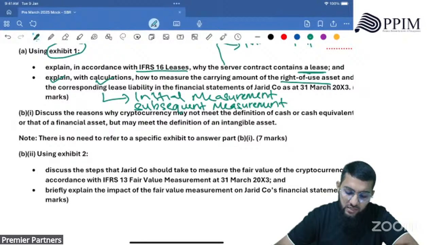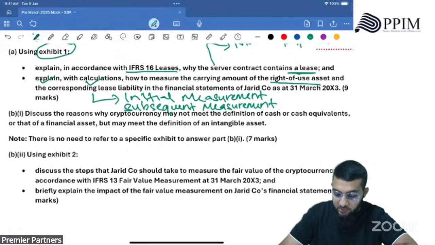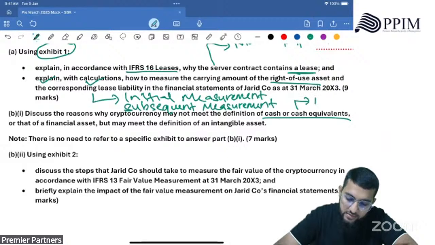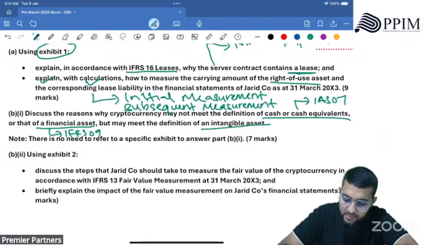B1. It discusses the reasons why cryptocurrency may not meet the definition of cash or cash equivalents or that of a financial asset, but may meet the definition of an intangible asset. Okay, now this is a general question. They're not asking you to refer to an exhibit. There's no need to refer to a specific exhibit to answer part B1. 7 marks. So what are they saying? You need to explain why it may not meet the definition of cash or cash equivalents, IAS 7, and that of financial asset, IFRS 9, why it does not meet that. And you have to say, but may meet the definition of intangible asset.